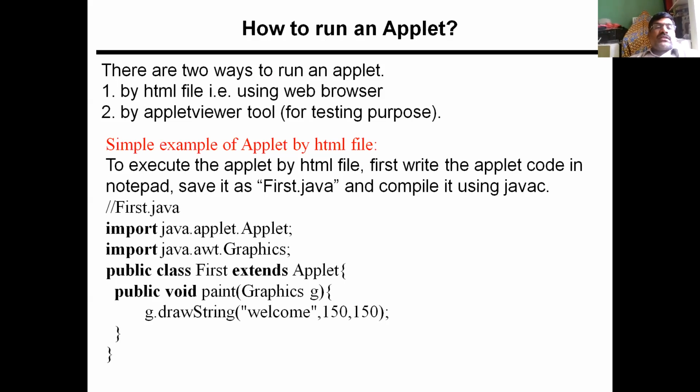Now in the first method, a simple example of an applet by HTML file. The first step is to open Notepad and type this applet code in Notepad by importing these two packages: import java.applet, and import java.awt.Graphics. Then define the public class with some class name.